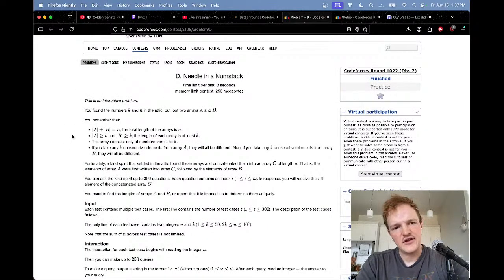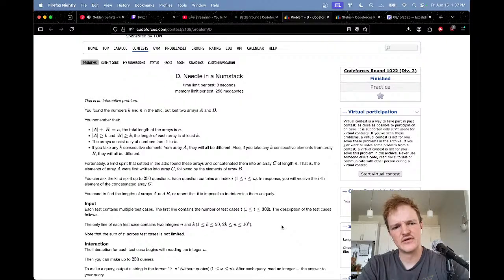You found the numbers k and n in the attic, but lost 2 arrays a and b. You remember that the order of a and b is n, and both of their orders are greater than or equal to k. So I'm guessing k has to be less than or equal to n divided by 2. Yeah. The arrays consist of only numbers from 1 to k.